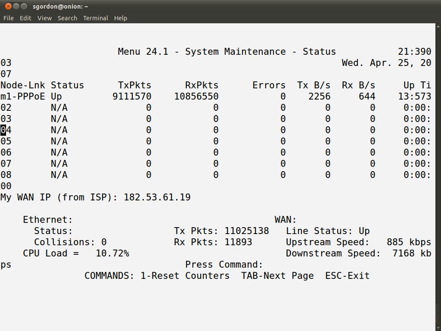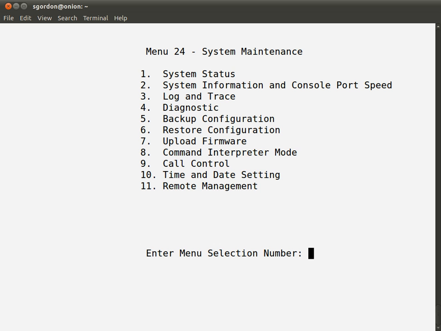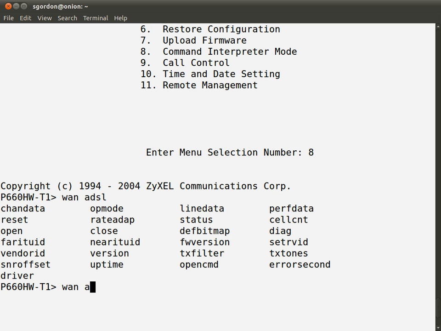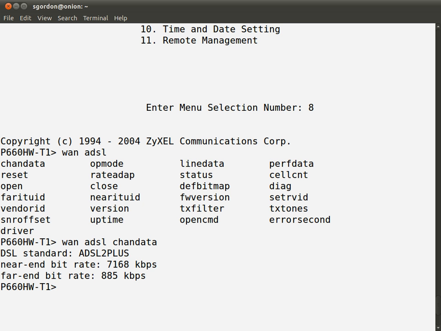Let's look at some other details of the ADSL connection. If I can remember, I want to look at my wide area network connection using ADSL, and this is the channel data. Again, it just shows the data rate that we're connected at the moment. This is using ADSL 2 plus in this case, the standard or technology being used. And the data rates at the near end, that is download coming to the near end, and at the far end. Now, if we look at some more detailed data of that line, some statistics about the telephone line from the far end here.